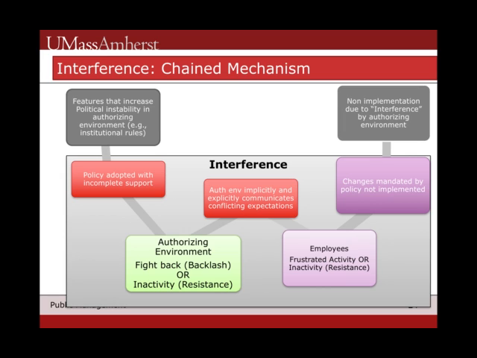So what you then would end up with is something like a new policy, like the suggested new budgeting routine, adopted with incomplete support, and certain people have enough power within the authorizing environment to implicitly and explicitly communicate conflicting expectations. This is a form of interference. And so you basically get inactivity or resistance by employees.